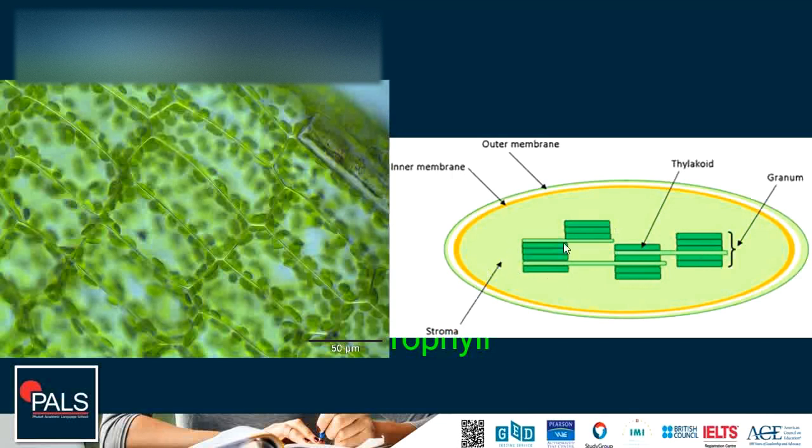Inside the stroma, we find disc-like structures, which are called thylakoids, and they organize themselves in stacks, and a single stack is called a granum. Inside the thylakoids we will find the green pigments, the chlorophyll, that are responsible for absorbing the light for photosynthesis.